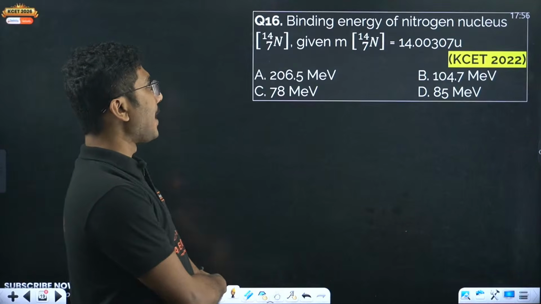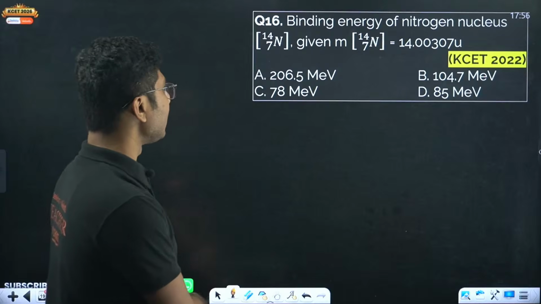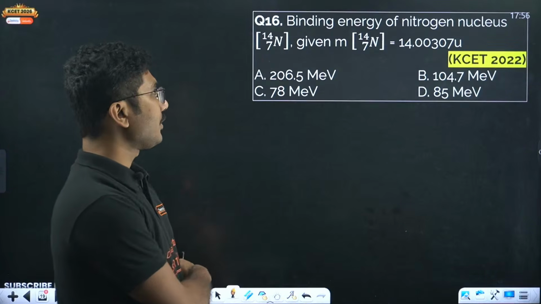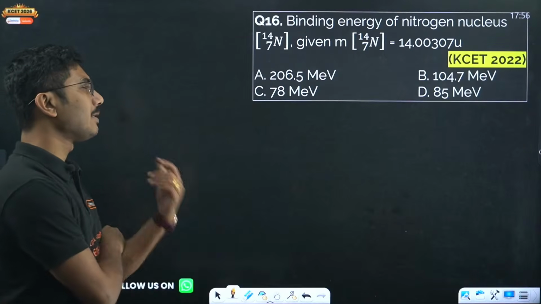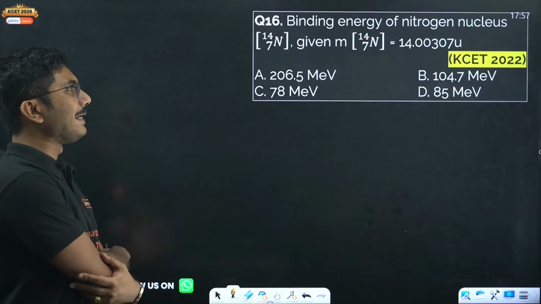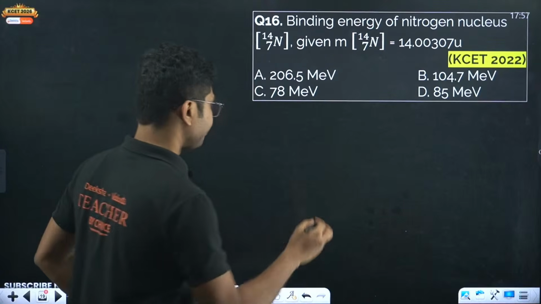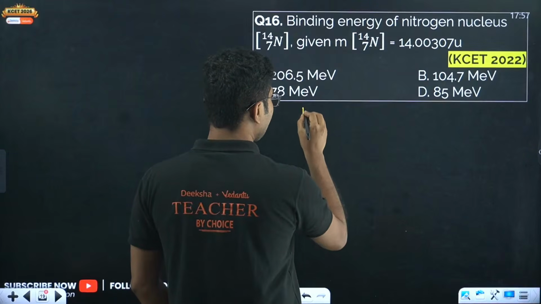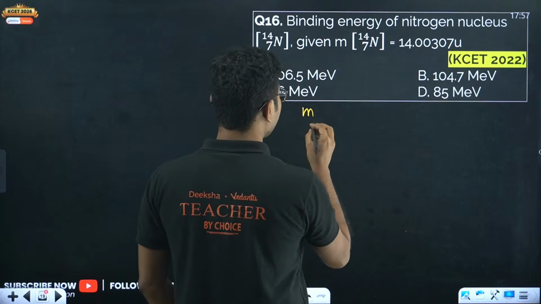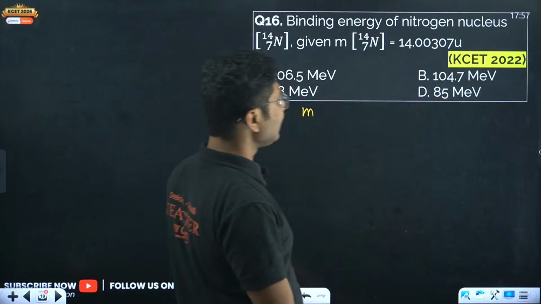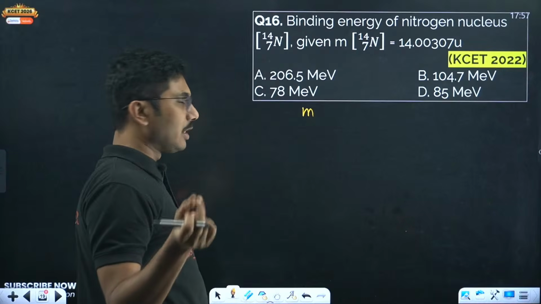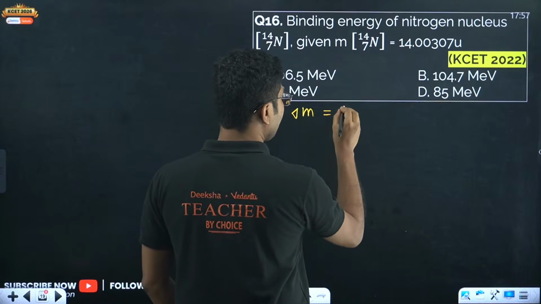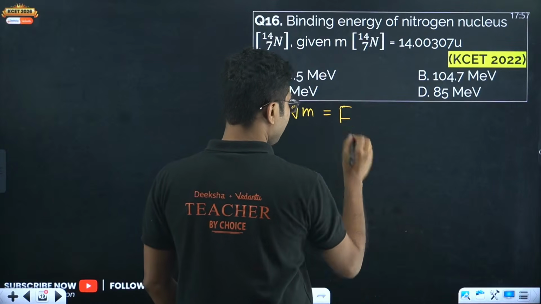Next, the binding energy of the nitrogen nucleus, given the mass of nitrogen. This requires a little bit of knowledge. You have to calculate the mass defect, and then you have to calculate the binding energy. We have a formula for that. How to calculate the mass defect? You need to know the mass of the proton and the mass of the neutron.